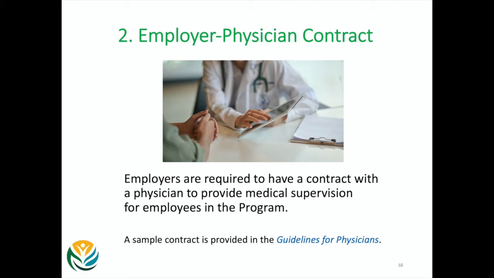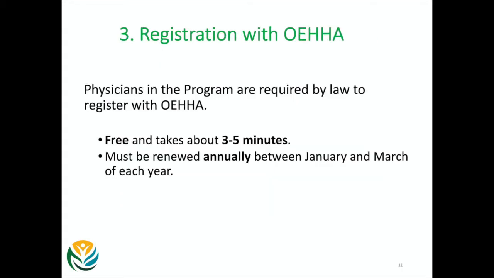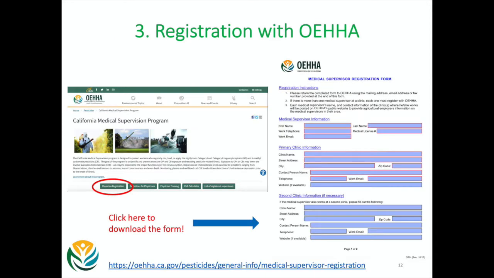Employers are required to have a contract with a physician to provide medical supervision for employees in the program. Physicians in the program are required by law to register with OEHHA. Registration is free and takes about 3 to 5 minutes. It must be renewed annually between January and March. The registration form can be downloaded from the California Medical Supervision Program page by accessing the following link.